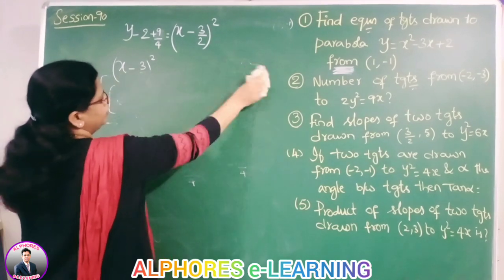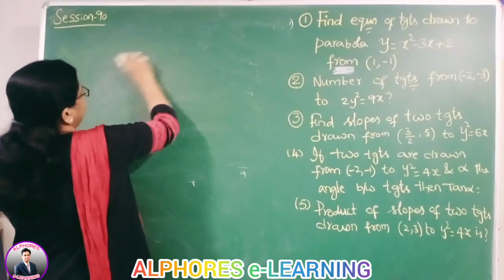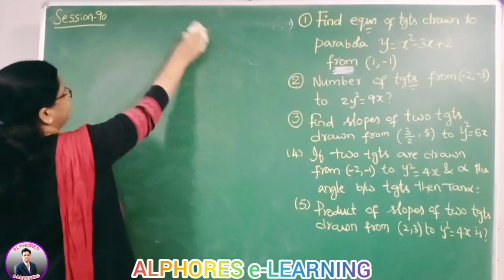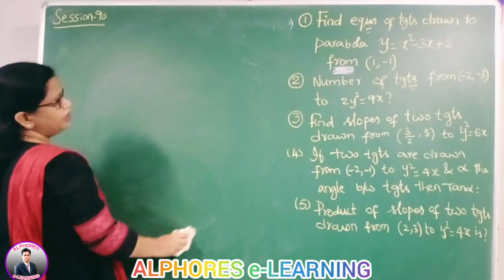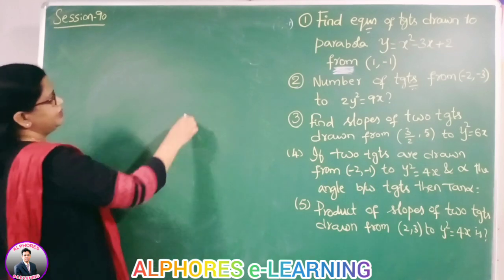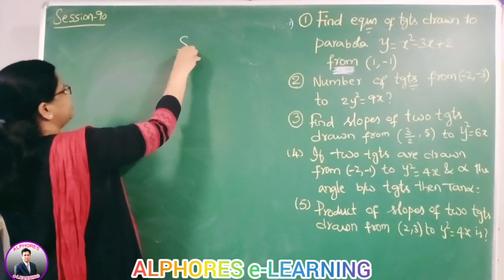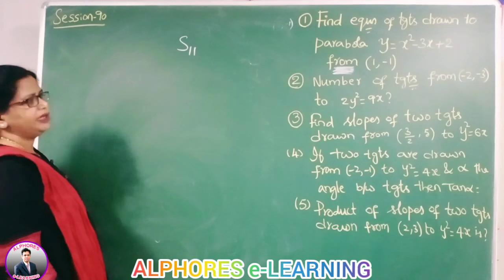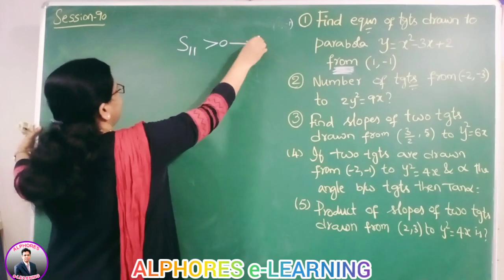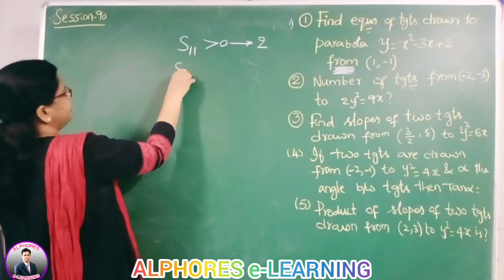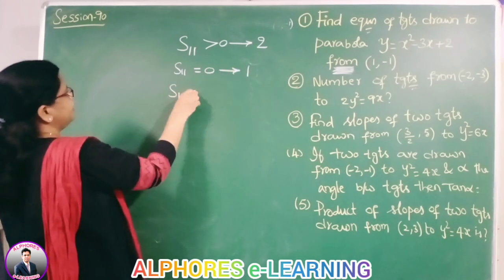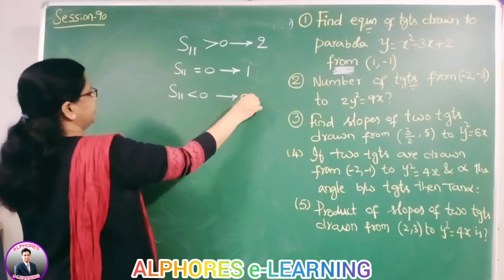Okay, and next one is the second problem. Observe carefully here. What is the second problem? The second problem is given as here, number of tangents drawn from a point to a parabola. Now whenever they ask you about number of tangents, you have to check about the position of the point with respect to the parabola. So S11 greater than 0, there exists a number of tangents is 2, and S11 is equal to 0, there exists one and only one tangent. S11 less than 0, no tangent can be drawn.